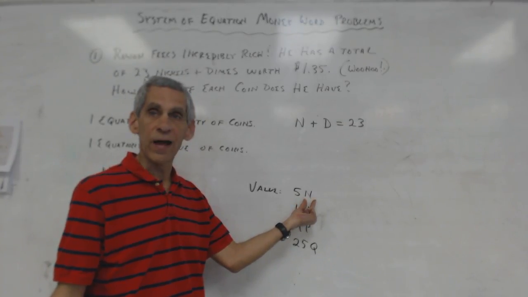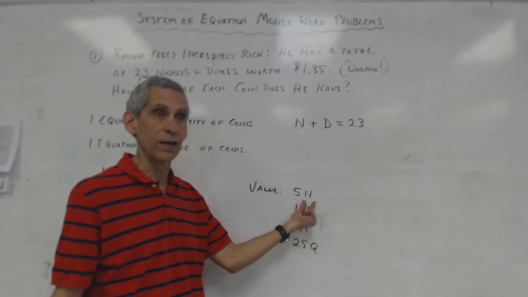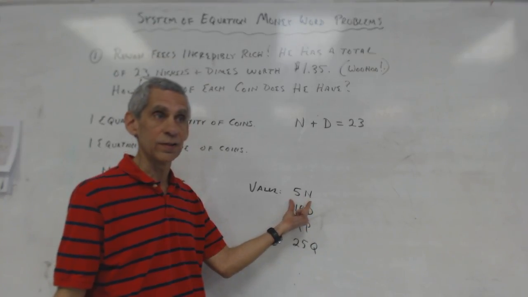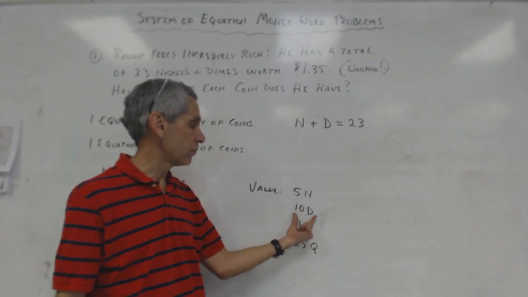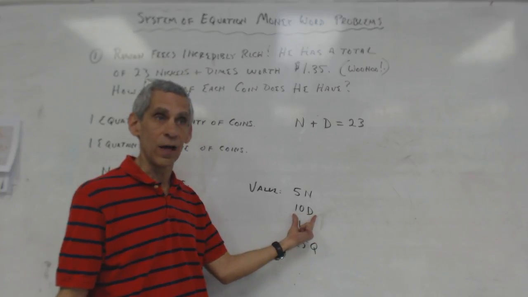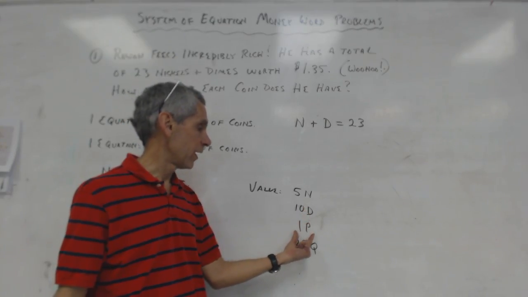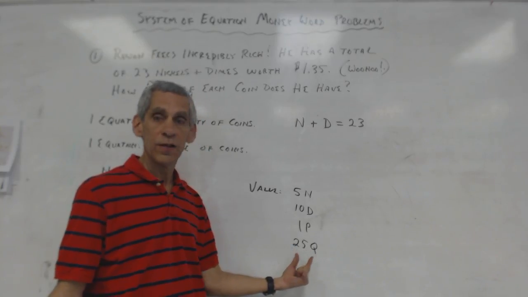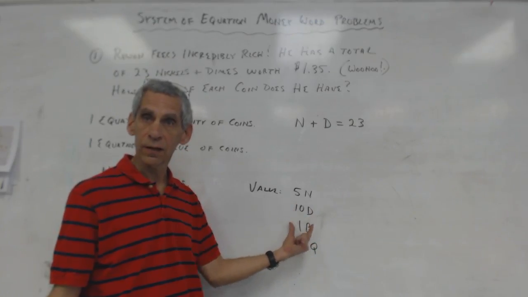So nickels, the value of a nickel is 5, so you put the value 5 in front of the N. That would give you value. If you had 2 nickels, it would be 5 times 2, which is 10 cents. For dimes, each dime is worth 10 cents, so 10 cents times the number of dimes. Pennies, 1 cent times the number of pennies. 25 cents times the number of quarters. That will tell me my value. Does it make sense?